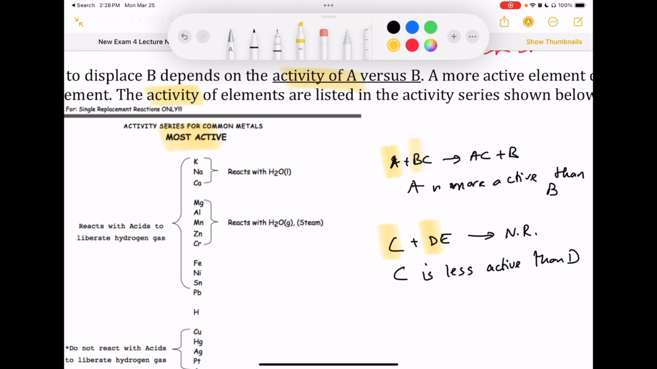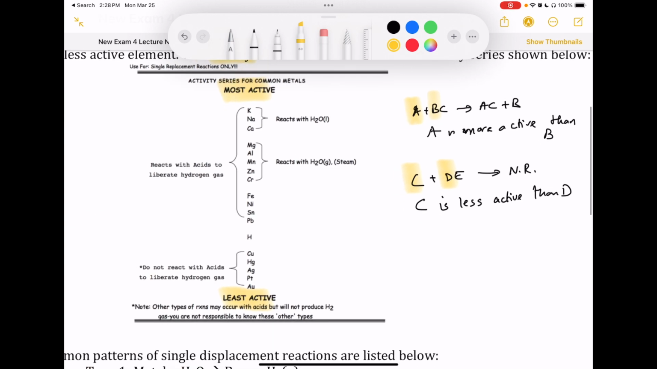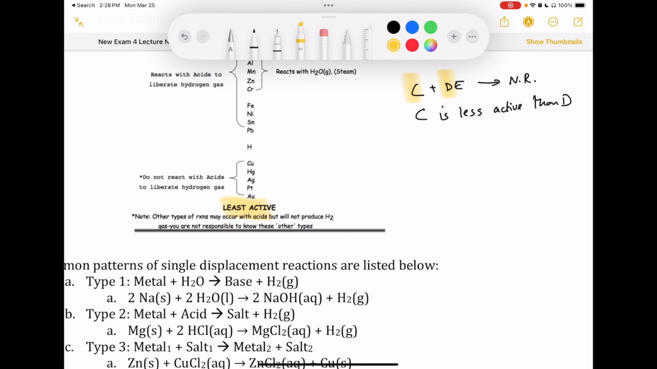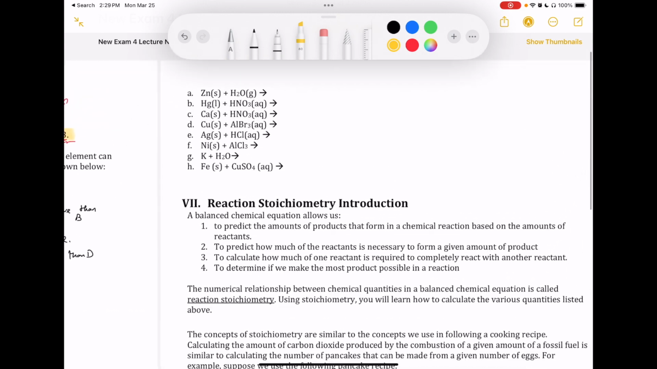So this activity series that's shown here on this table is really helpful to predict what's going to happen when you mix two things together. Will there be a reaction or will there not be a reaction? Let's take a couple of examples down here, and then I'm going to go back to the previous one.